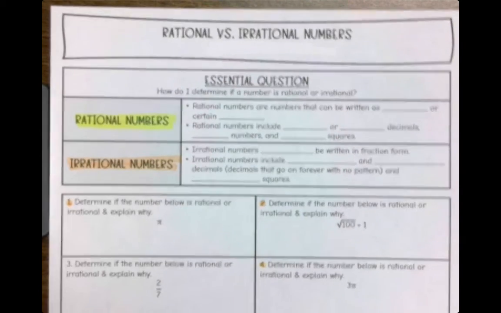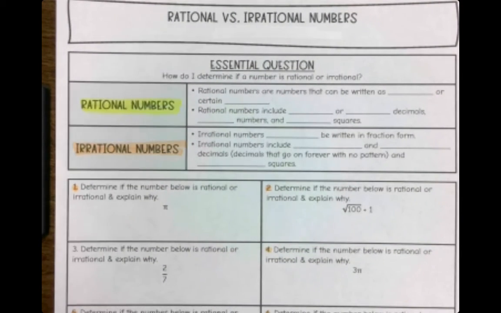So now what we're going to do is move on to the next part of this. I said we were going to expand on the knowledge that you knew. So the rational numbers, right? That's what we just talked about. Those are things that you have dealt with. So rational numbers are numbers that can be written as fractions or certain decimals.